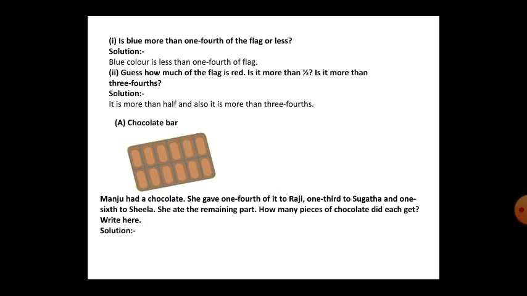See, here Manju is having a chocolate. She gave 1/4 portion to Raji. How many parts are there here? First you have to count: 1 2 3 4 5 6 7 8 9 10 11 12. Totally 12 parts are there. So 1/4 part she gave to Raji, 1/3 part she gave to Sugata, and 1/6 to Sheila. And how much is remaining, you have to find.